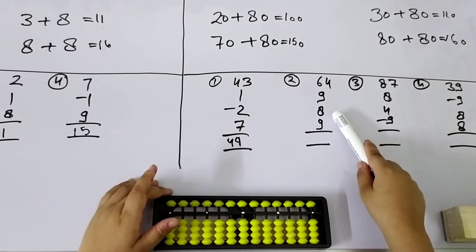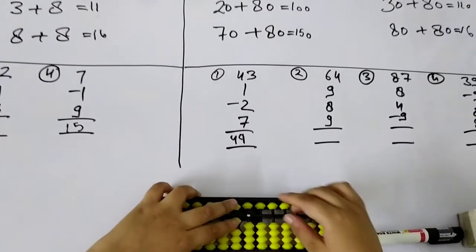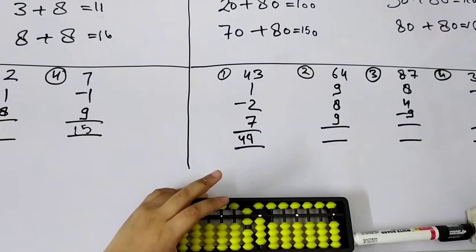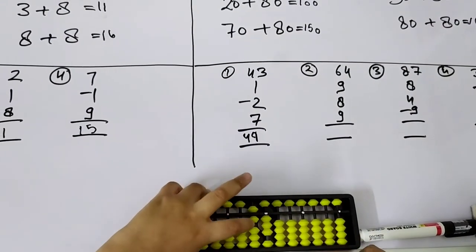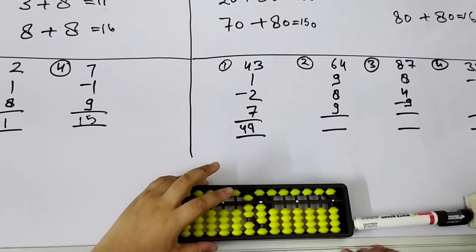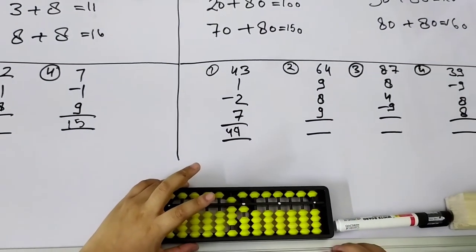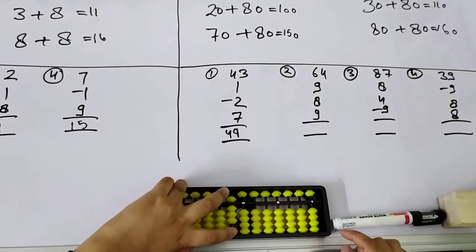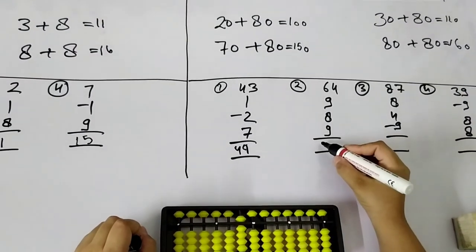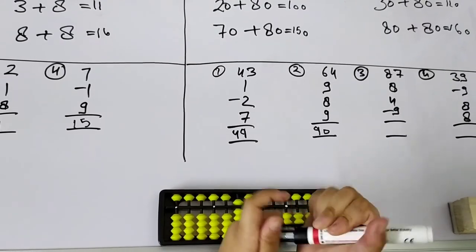Next question, 2: 64 plus 9 plus 8 plus 9. 64 plus 9, we use the formula of 9, which is minus 1 and plus 10. Now plus 8. The formula of 8 is minus 2 plus 10. Now 9, minus 1 and again plus 10. We got our answer 90. We have written 90.